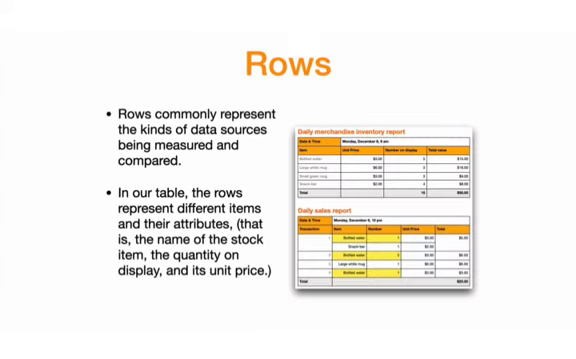Rows. Rows commonly represent the kinds of data sources being measured and compared. In our table, the rows represent different items and their attributes, that is, the name of the stock item, the quantity on display, and its unit price.